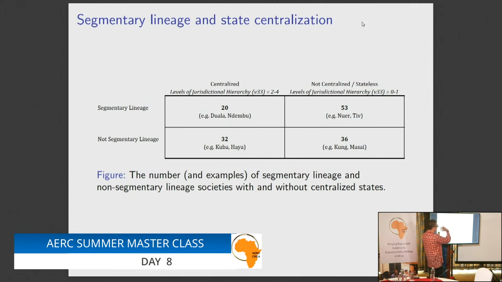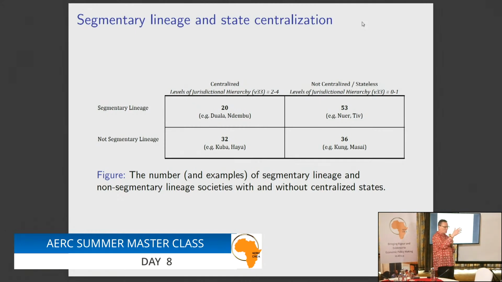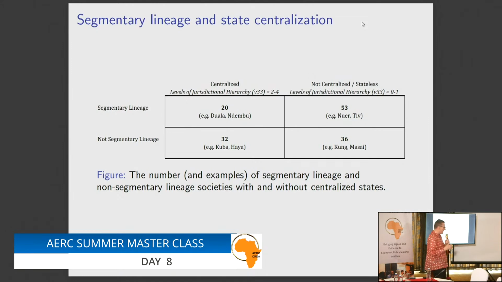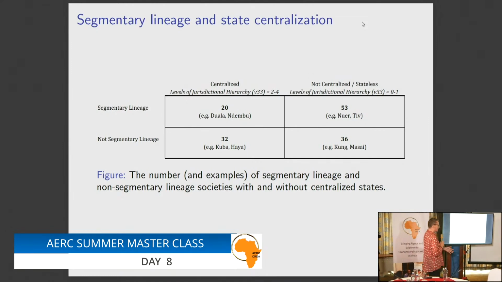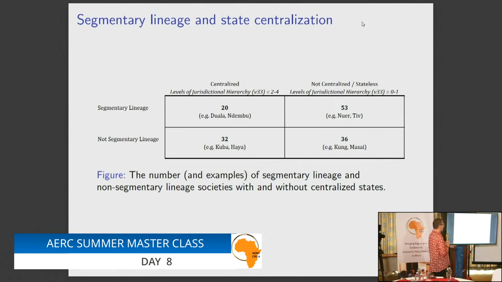What you see here is actually, the data is distributed amongst all 4 cells, meaning there's actually centralized places, like the Douala in Cameroon, which are classified as segmentary lineage societies, but actually they have states. They're more centralized politically. How could that be? Well, they somehow merge the states with these lineage societies. So the state, like in Rwanda, mirrors the segmentary lineage society.